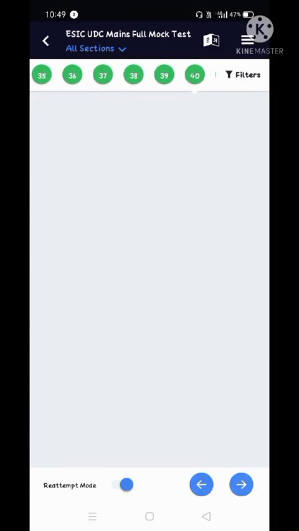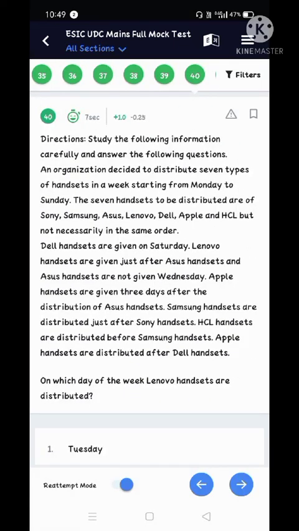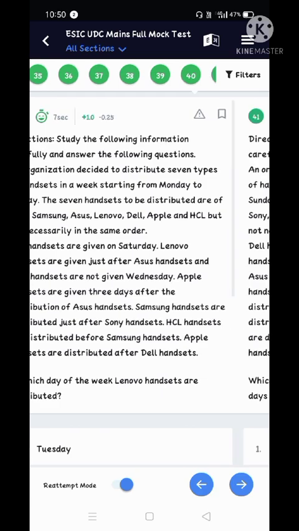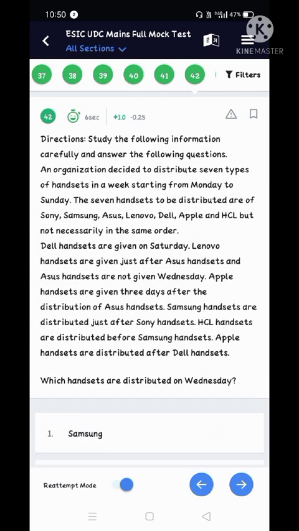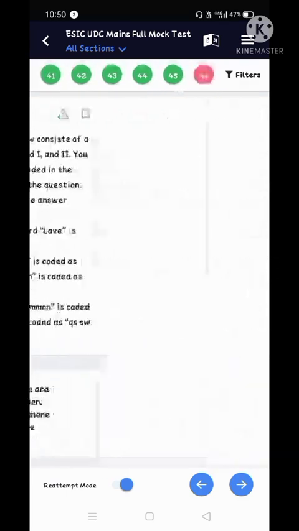In the case of sectional tests, you also see that for each section they will give you 25 to 35 minutes. So if you want to manage your time, please give sectional mock tests. That will boost your accuracy as well as your time management skill. So that was the reasoning portion. I think it was not so tough, it was totally easy.